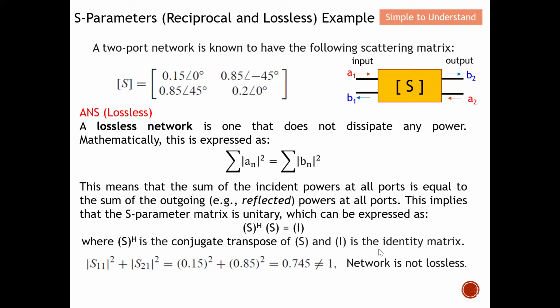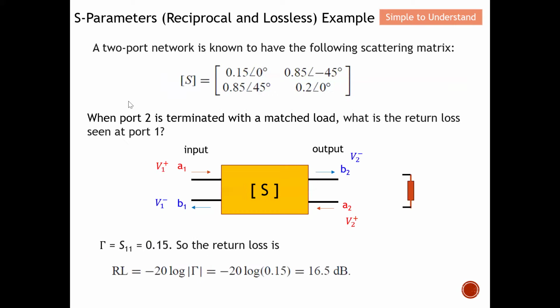So this is the second example of how to determine whether the network is lossless or not. Next, the question is: when port 2, the output port, is terminated with a match load, what will be the return loss seen at port 1? This is exactly how we do the S parameter measurement. We put a match load at the output, then we can tell the reflection coefficient. For this case, the reflection coefficient equals S11, which is 0.15.